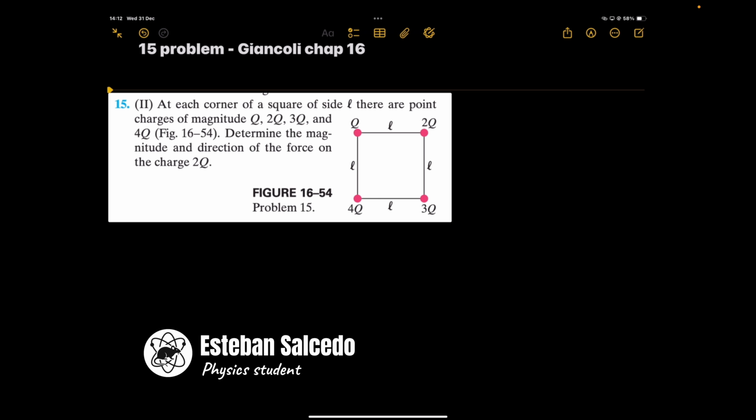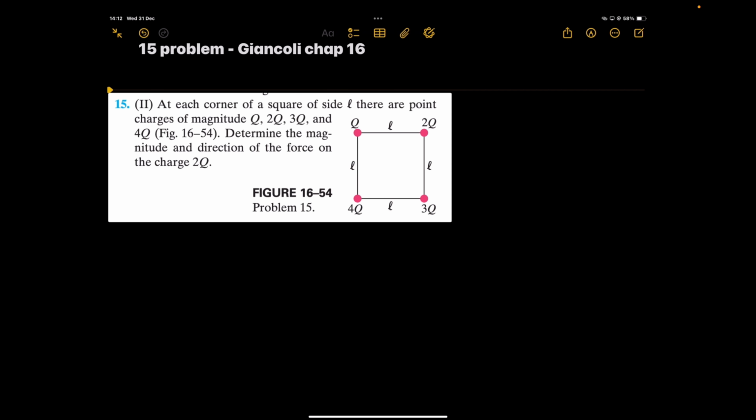So, Happy New Year. So, problem 15 is just similar to problem 14, and we need to determine the final force acting on the point 2Q. They're giving us the length, which is L, and they're also giving us the charges of each point. So, at the very end, we're gonna have the point and three different forces coming from the other charges.